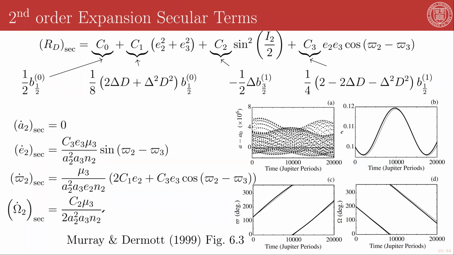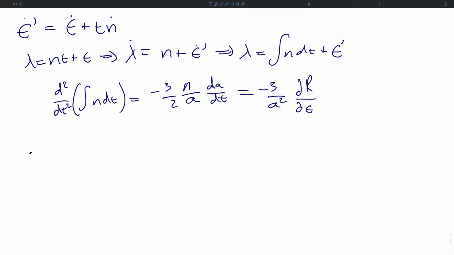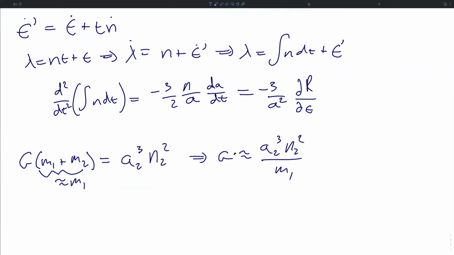These expressions also take into account a few of the simplifying assumptions that we have made. In particular, we can write the gravitational parameter of body 2's orbit, that is G times the sum of masses m1 plus m2, is equal to a2 cubed times n2 squared. This is just a direct application of Kepler's laws. But in this case, the sum can be approximated as just m1 because m1 is much, much larger than m2. And therefore, the gravitational constant itself can be approximated by a2 cubed times n2 squared over the mass m1.